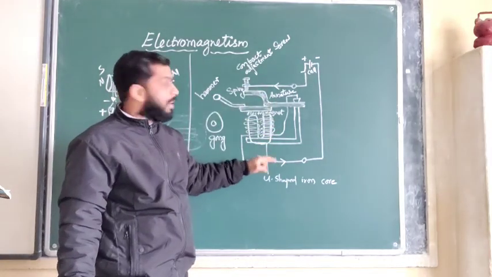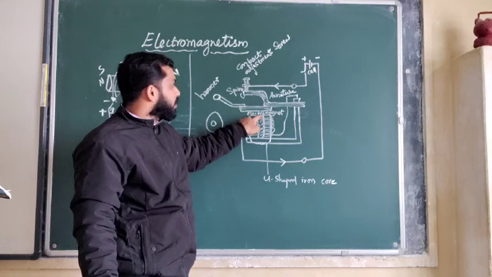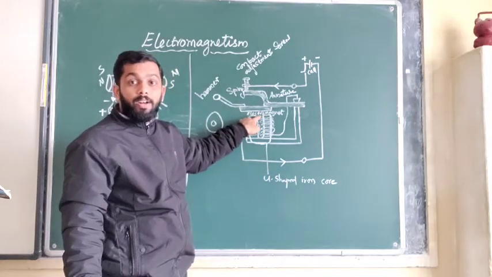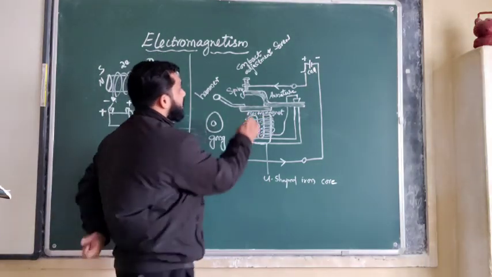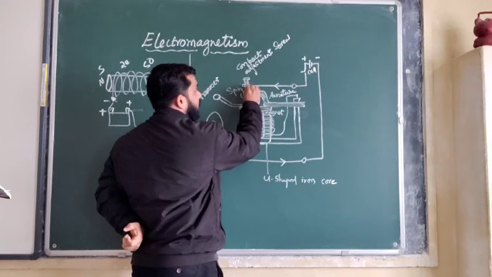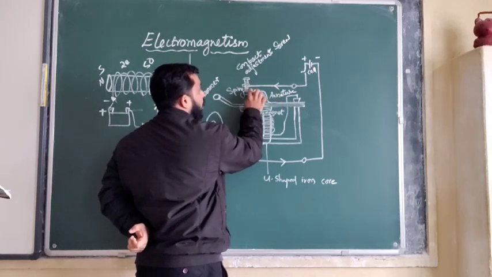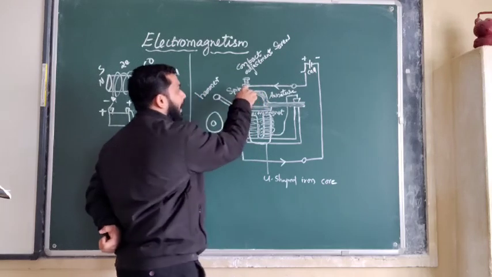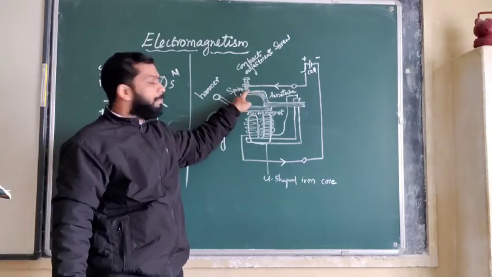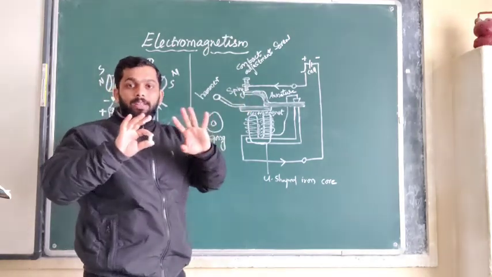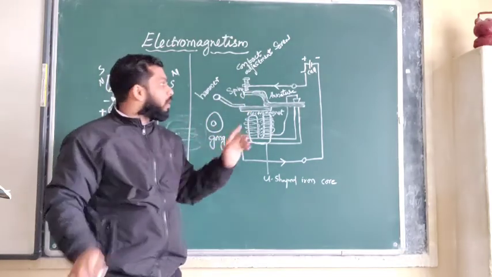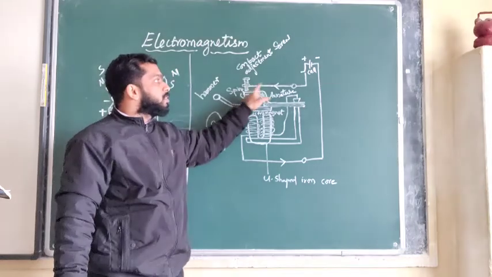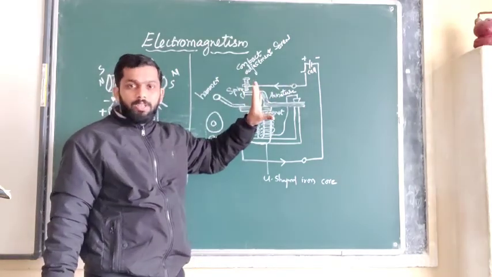When it is attracted, what will happen? It will come down and touch the electromagnet. When it is coming down, see, this connection is coming this way. So when it is moving down, this connection is going to be broken. That means the circuit is going to be broken. What will happen? A broken circuit is just like when we are switching off the switch.